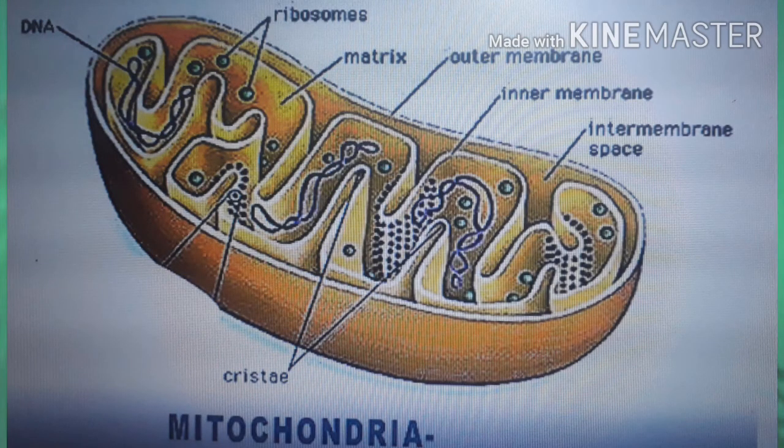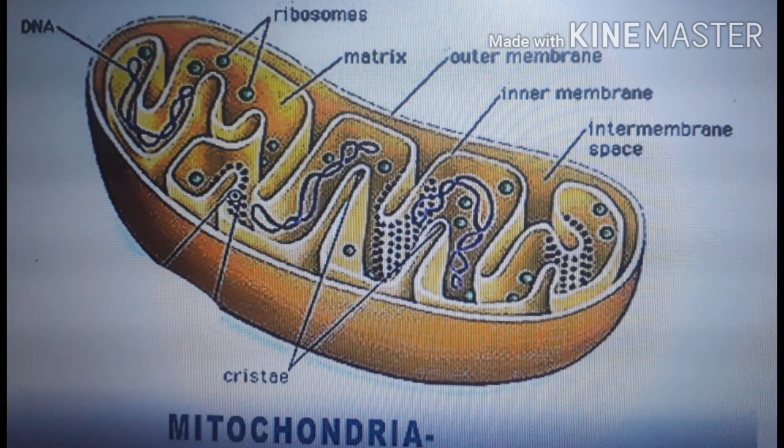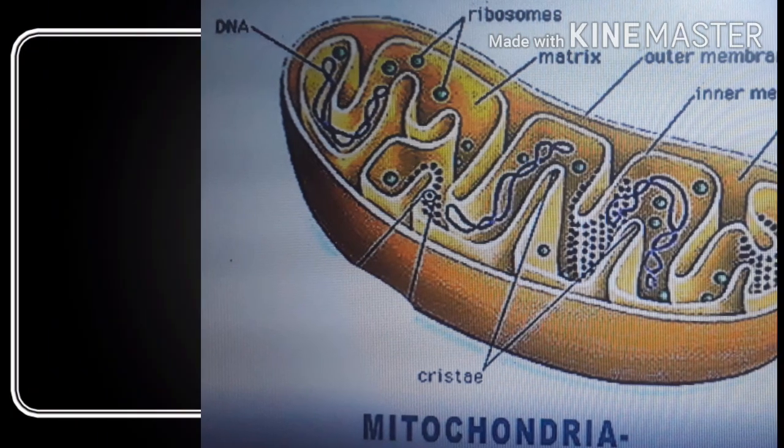Mitochondria are membrane-bound cell organelles that generate most of the chemical energy needed to power the cell's biochemical reactions. Chemical energy produced by the mitochondria is stored in a small molecule called adenosine triphosphate, that is ATP. Mitochondria are strange organelles in the sense that they have their own DNA and ribosomes. Therefore, mitochondria are able to make some of their own proteins, and they are called the energy currency of the cell or the powerhouse of the cell.